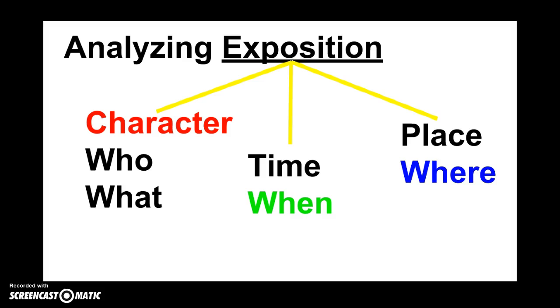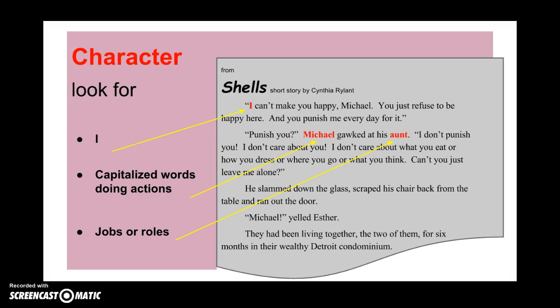First, we need to identify the character, the time, when, and the place, where, in the first few paragraphs of the story. To look for character in the first few paragraphs, I'm going to look for I, or I'm going to look for capitalized words that are doing actions.